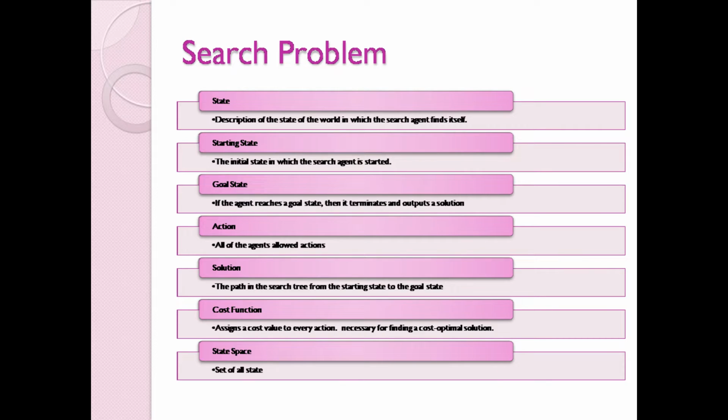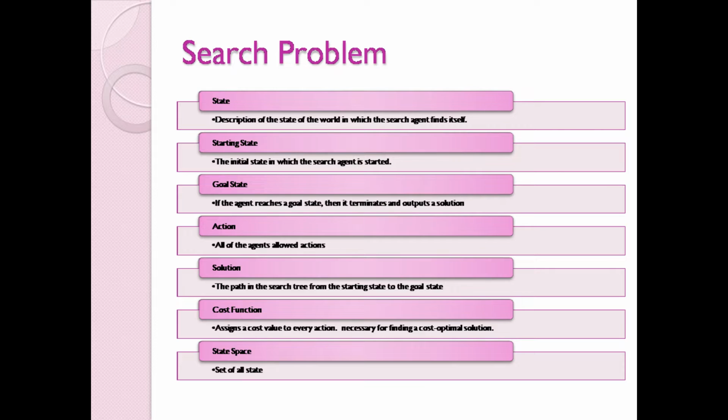A search problem is defined by the following values: state, starting state, goal state, action, solution, cost function and the state space. As I informed in the previous video, here I want to give a recap of that. What is state? State is the description of the state of the world in which the search agent finds itself. Starting state is the initial state in which the search agent is started. The goal state: if the agent reaches a goal state, then it terminates and outputs a solution, that is the desired one.